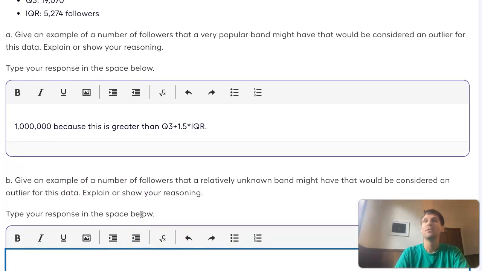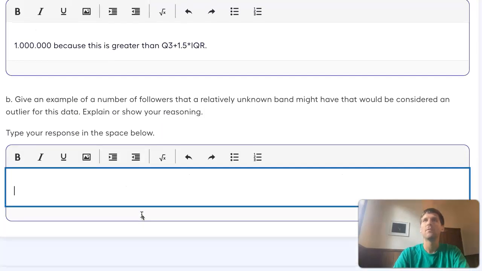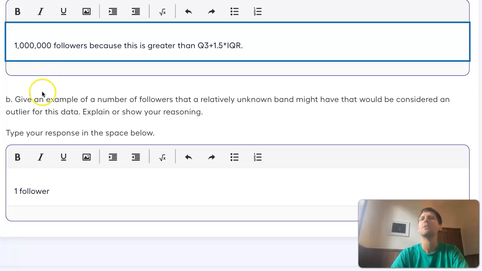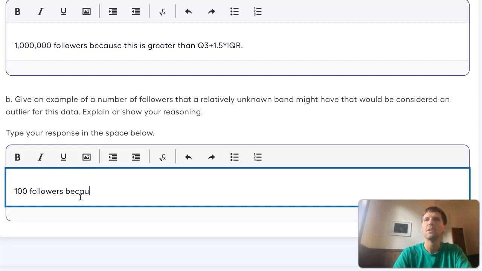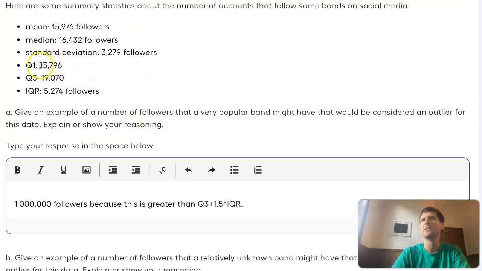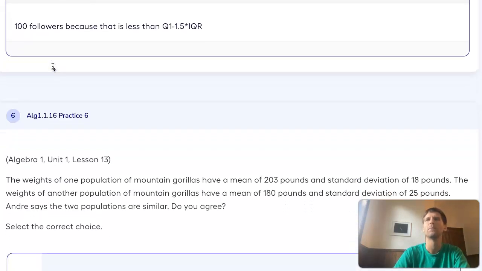Adriana had a good answer then, a relatively unknown band. Well, Adriana shared, well, if they had one follower, maybe I should put followers here. That's maybe not relatively unknown. That's completely unknown, but it is correct. I could say maybe 100 followers because that is less than Q1 minus 1.5 times the IQR, which would be about 9,000 less than this. So even if it's 1,000 or 2,000, it would still be good, I think.